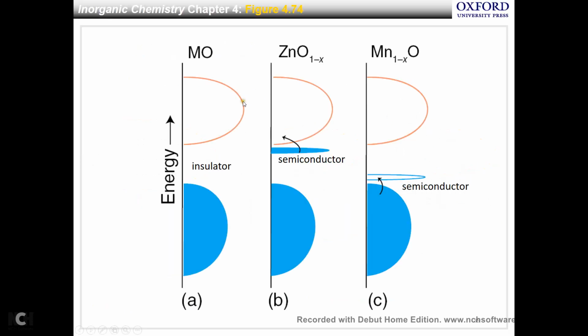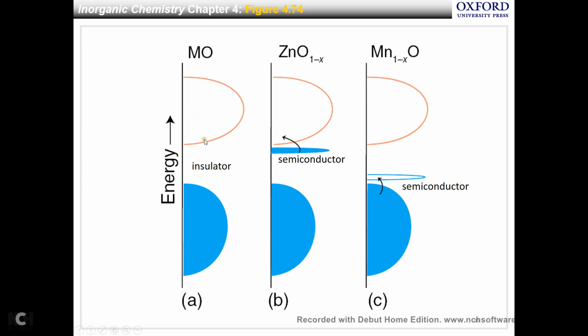Now let's look at another type of semiconductors. First, let's look at metal oxide. Usually it's a very good insulator because the gap between the valence band and conduction band is very large. It's larger than 4 electron volts. So this metal oxide does not conduct electricity.